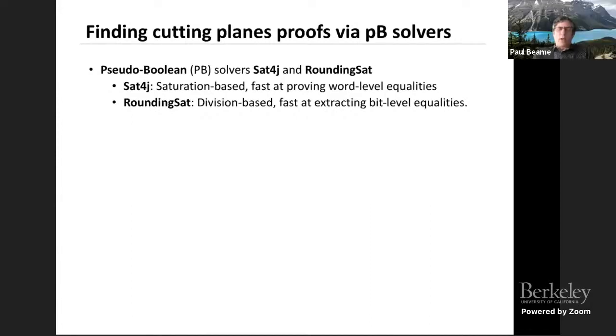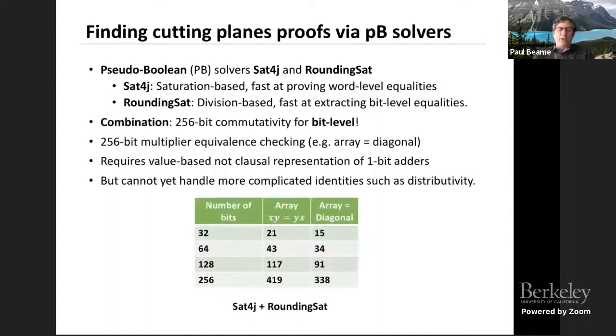What we have to do is take a combination of these 2, which nicely work on the same representation. We're able to do 256-bit commutativity at the bit level. We can do multiplier equivalence checking. We can check against the spec and things like that. It does require the value-based version of 1-bit adders rather than the clausal representation.